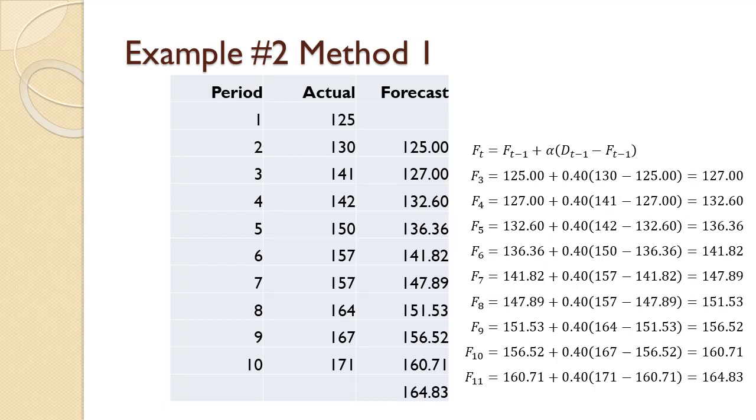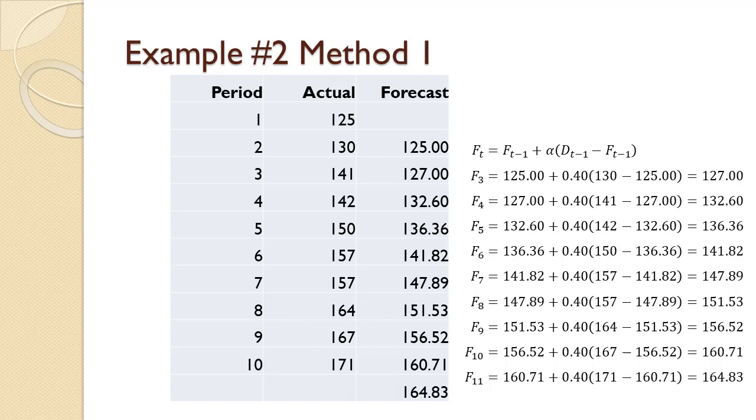Of course, you get the same answer either way. Using the first formula, F2 equals the demand in period 1 of 125. F3 equals 125 plus 0.40 times 130 minus 125.00 equals 127.00. F4 equals 127.00 plus 0.40 times 141 minus 127.00 equals 132.60. F5 equals 132.60 plus 0.40 times 142 minus 132.6 equals 136.36.